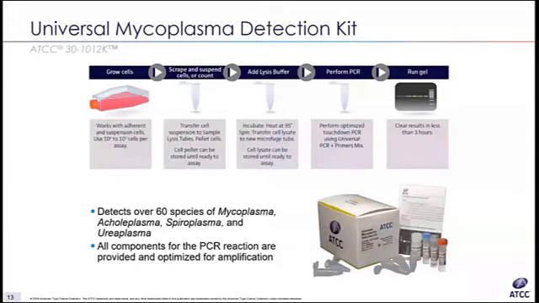If you prefer a more do-it-yourself approach, the Universal Mycoplasma Detection Kit might be your preferred option. This is an easy-to-use kit that includes all the components needed for the PCR reaction and comes pre-optimized for the detection of over 60 species of mycoplasma. Each kit contains enough material to perform 40 assays.